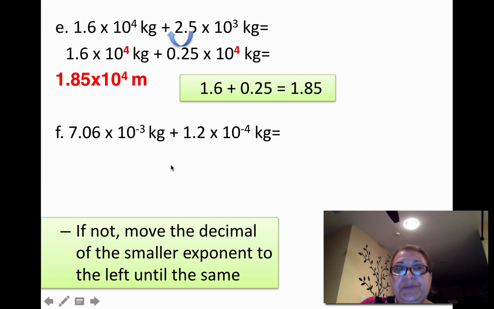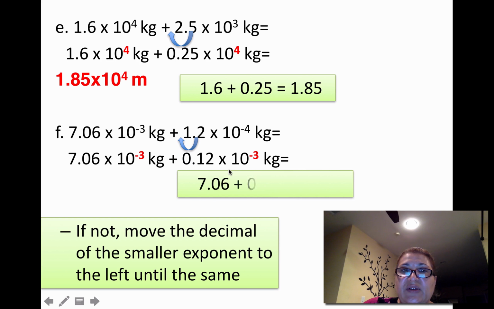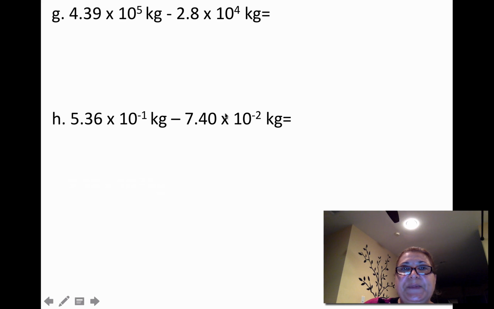And then for F, it's -3, -4. This is the smaller one, so you move to the left one place. Both of them will be -3, the exponents. And then now all you have to do is add the coefficients. So we have 7.18 times 10 to the -3. I think we have one more. Yep.